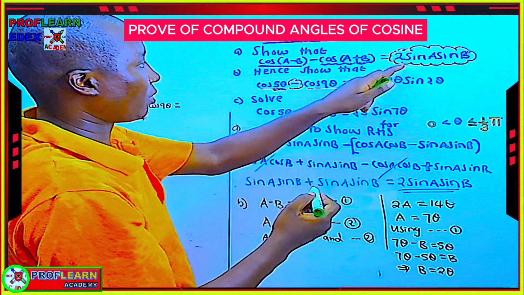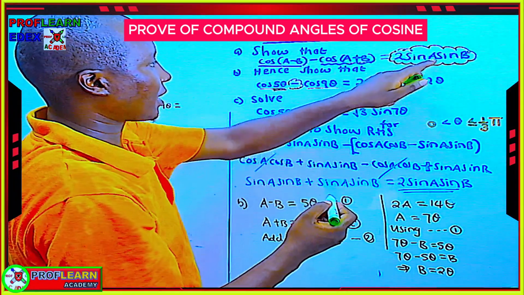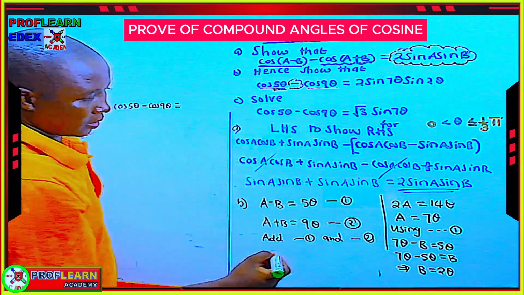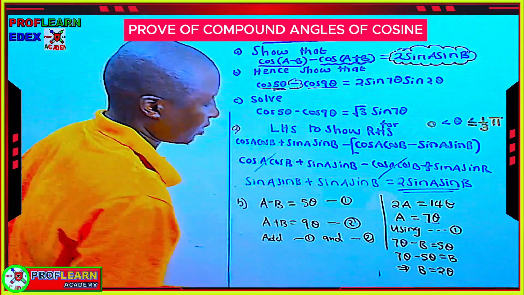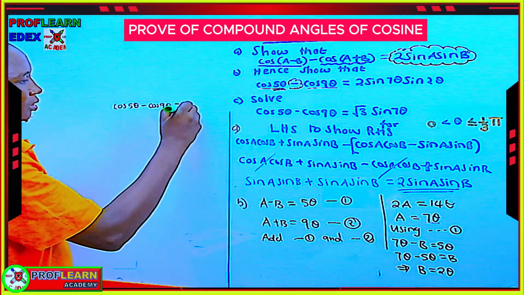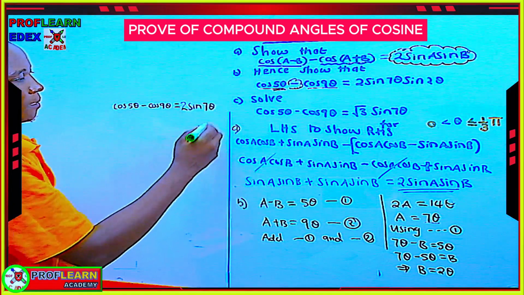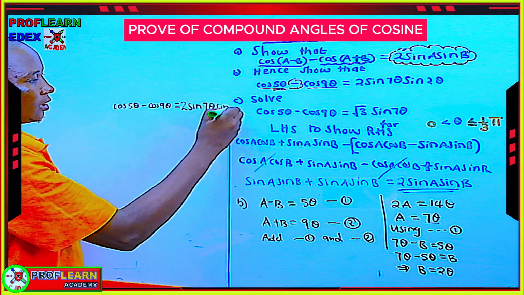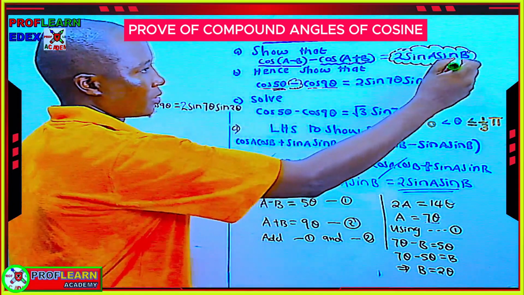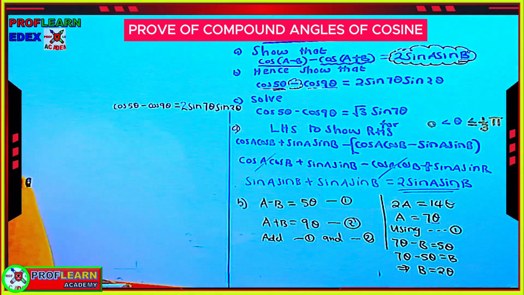Therefore we're going to say 2 sin A, but our A in this case is 7θ, so we're going to say 2 sin 7θ sin 2θ, because this is going to be our B in that case.